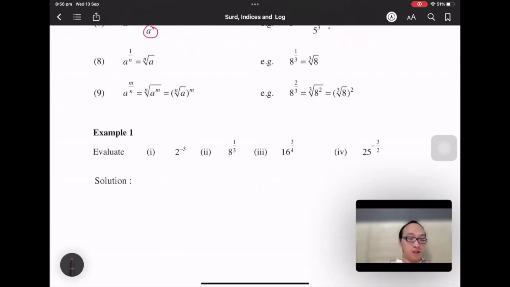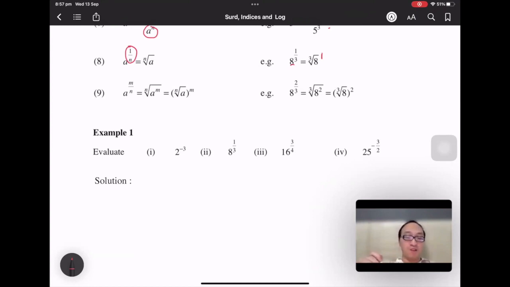The eighth one, for the fractional index, that means it's the root. So a to the power of 1 over n is the nth root of a. For example, 8 to the power of 1/3 is the cube root of 8.